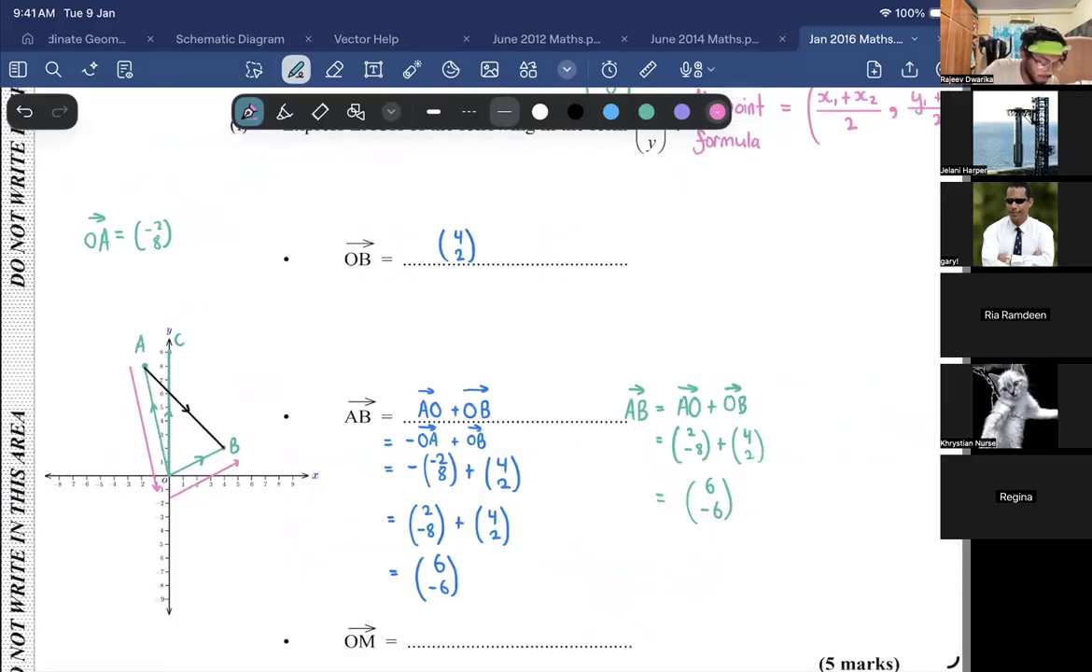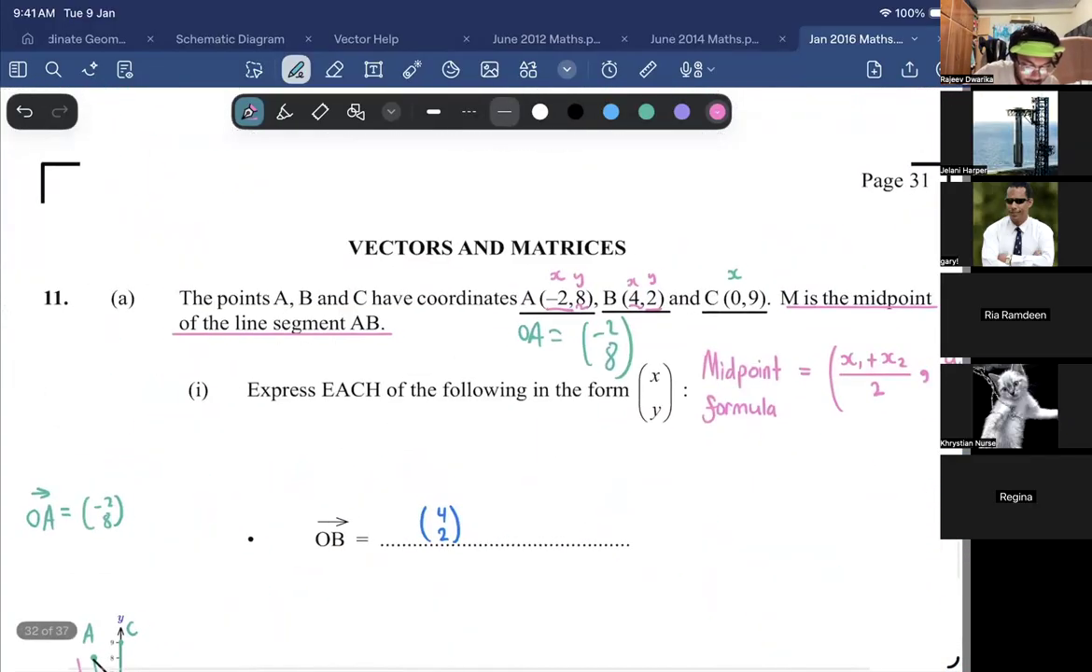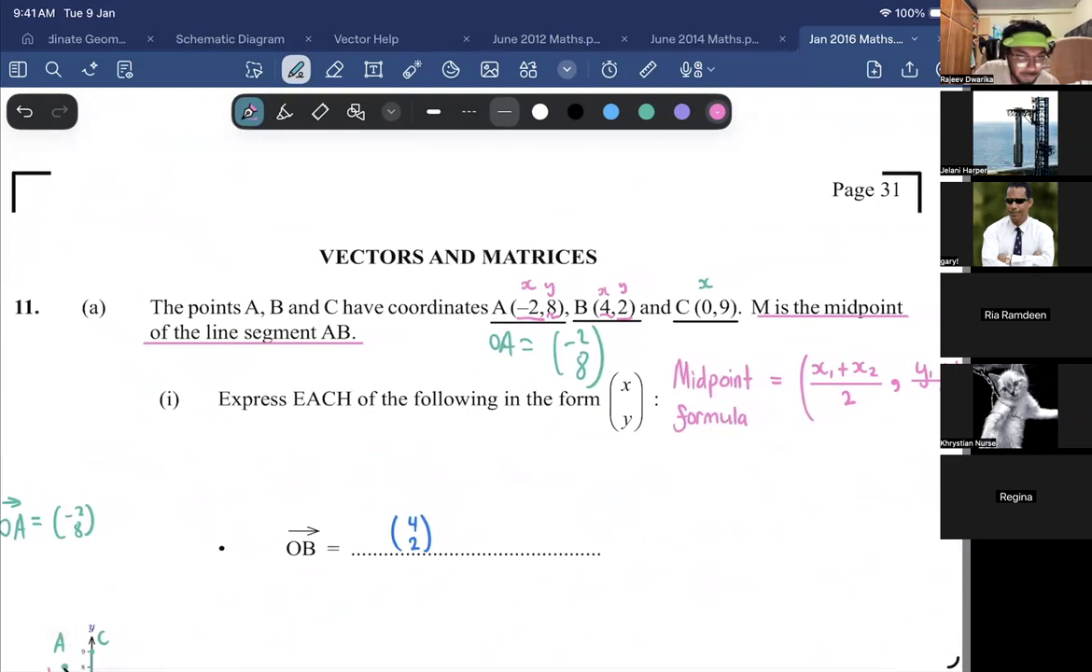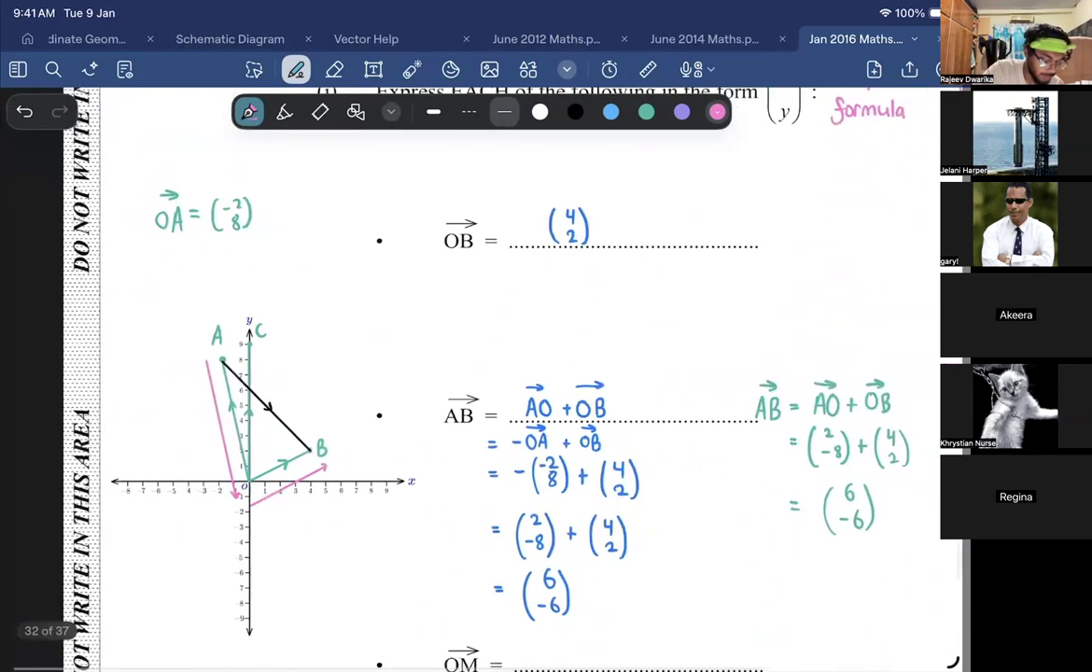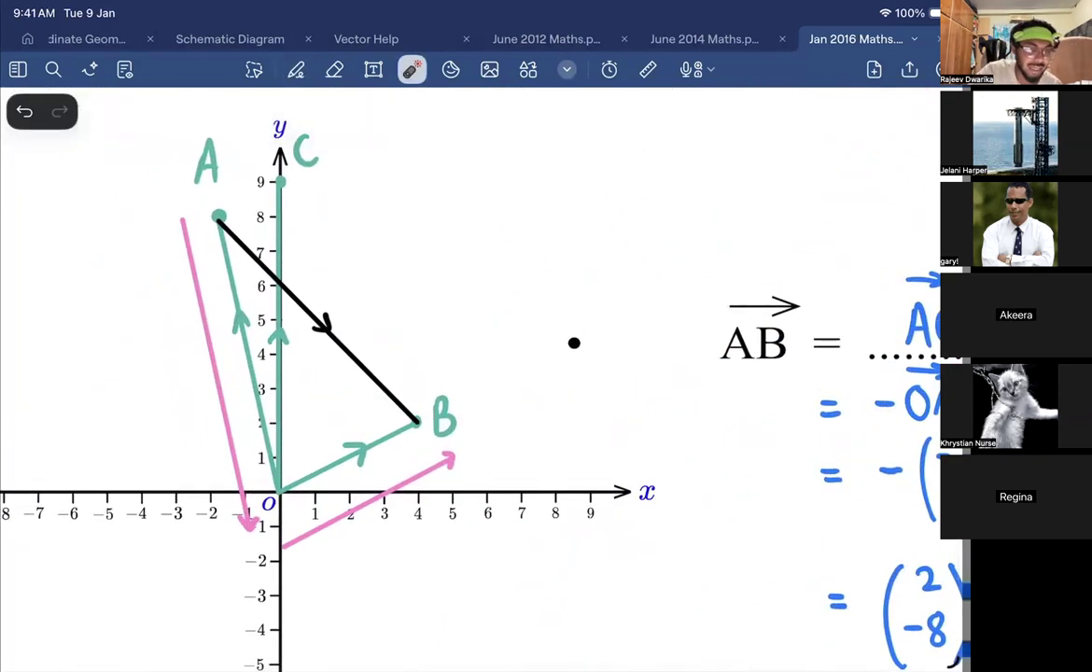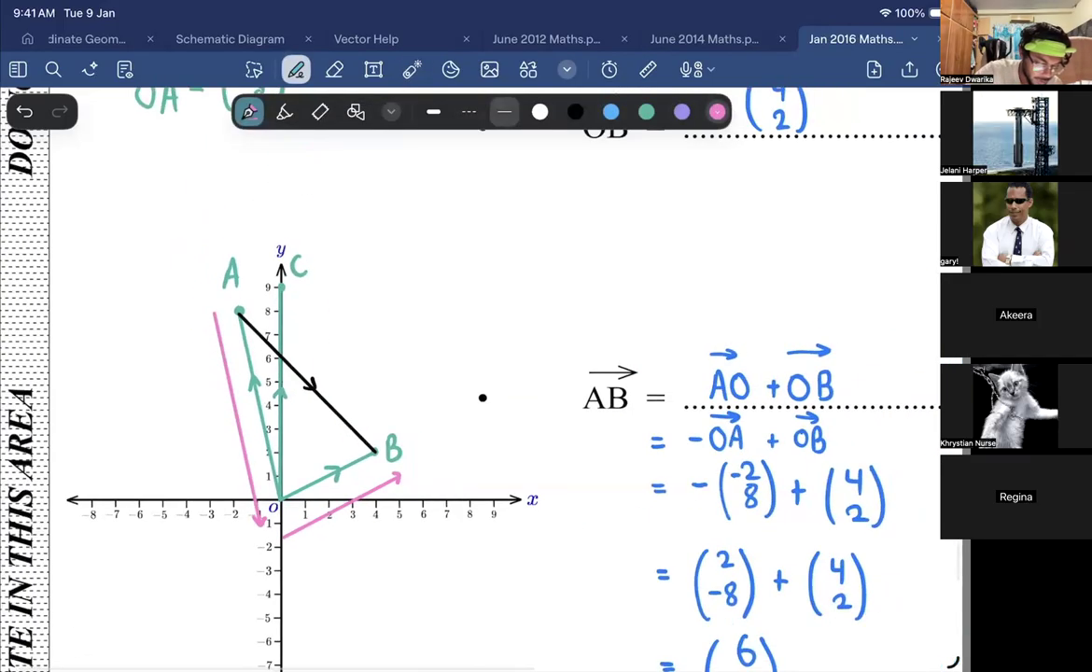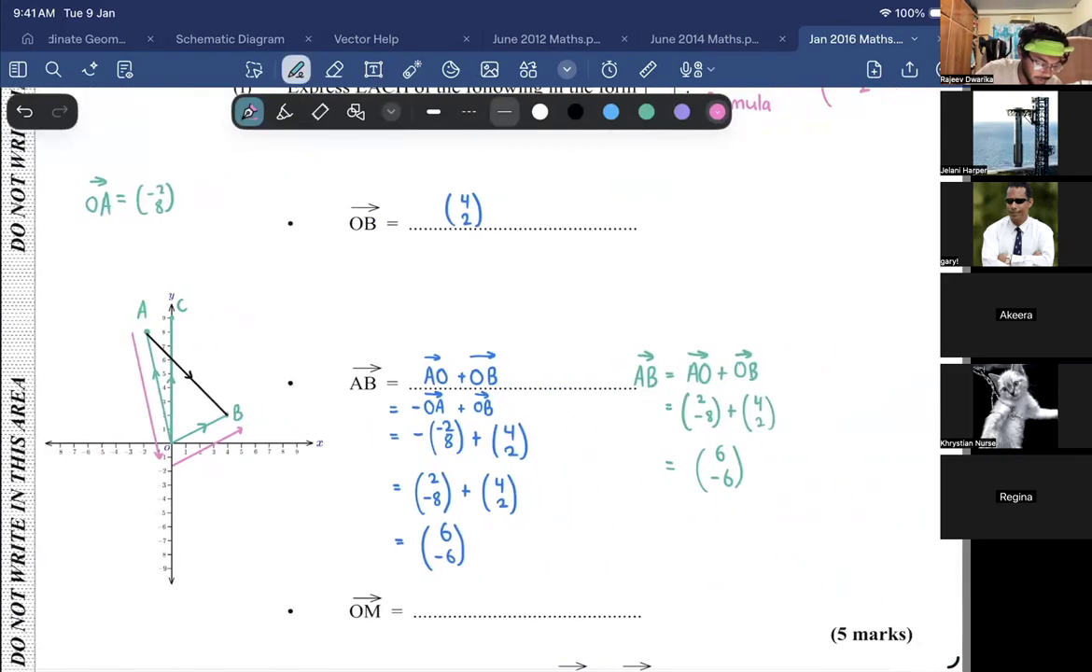Let's look at the O to M part. So they're saying that M is the what? Midpoint. The midpoint along the line segment AB. So this is the line segment AB. A line segment is just a piece of a line. Don't let it confuse you. Where's the midpoint there? Anybody can see the midpoint? It'll be over here, half. So let's find the midpoint. How would I find the midpoint for that?